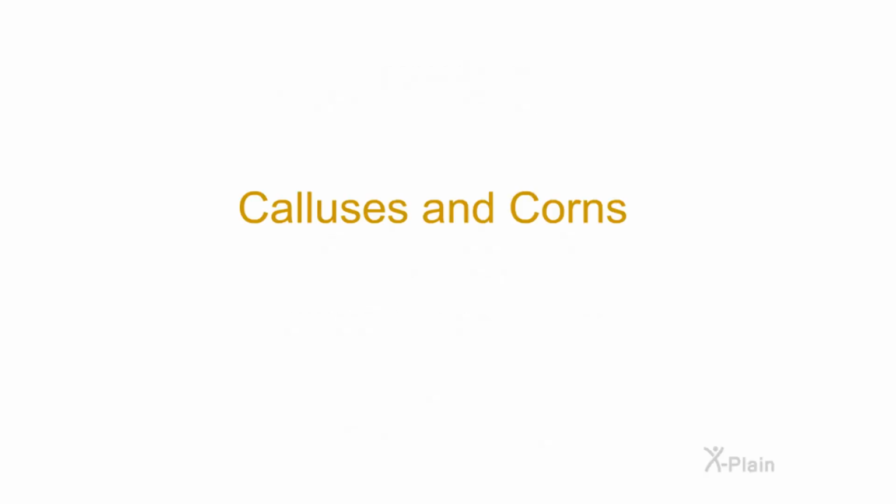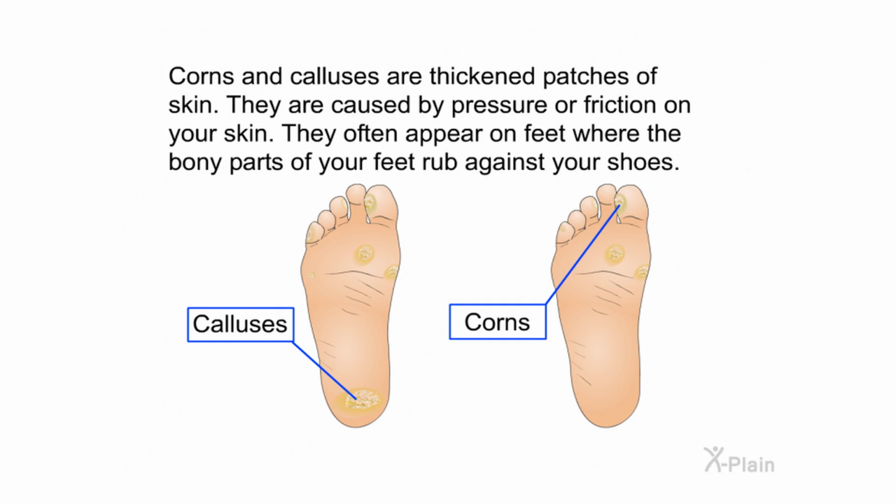Calluses and Corns. Corns and calluses are thickened patches of skin. They are caused by pressure or friction on your skin. They often appear on feet where the bony parts of your feet rub against your shoes.